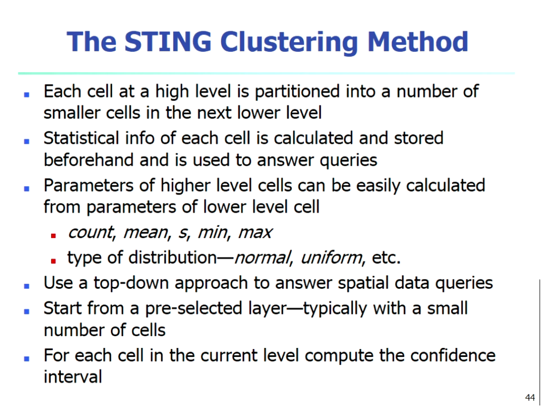The STING clustering method uses a top-down approach to answer spatial data queries and starts from a pre-selected layer, typically with a small number of cells. And for each cell, the current level computes the confidence interval.